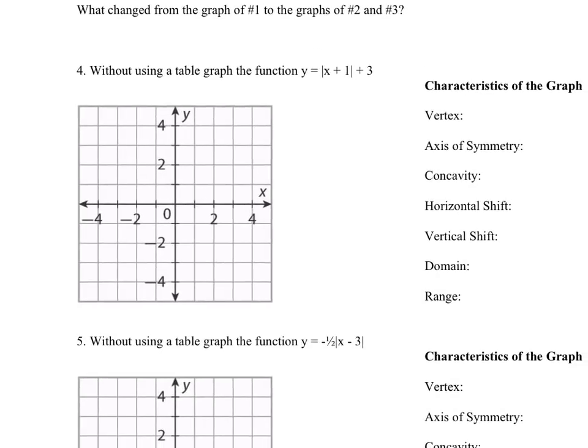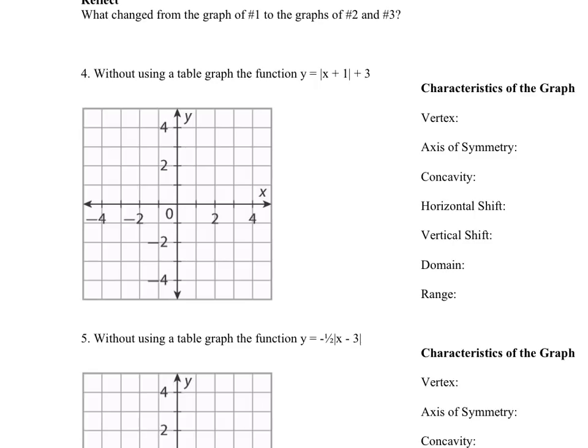So what we want to do here on number 4 is, without using a table, graph the function y equals |x + 1| + 3. So we want to look at and fill in some of these characteristics over here. And this is really what's going to end up mattering for us to graph it.